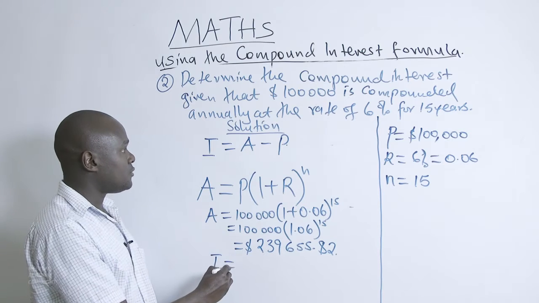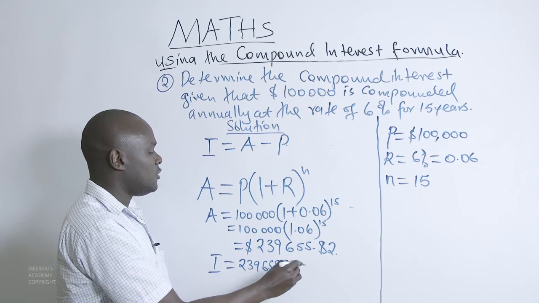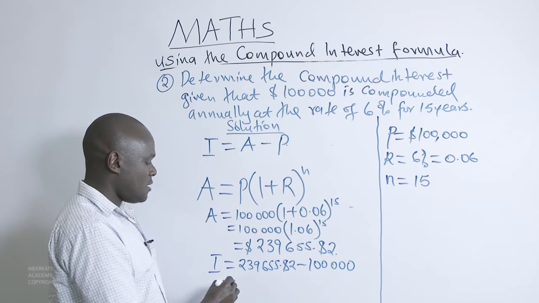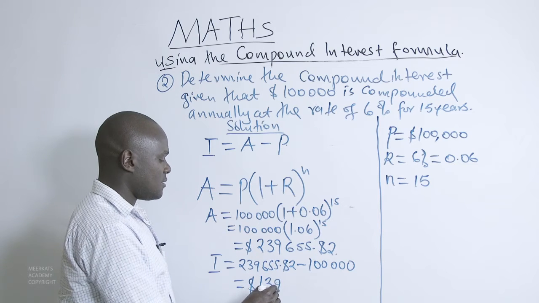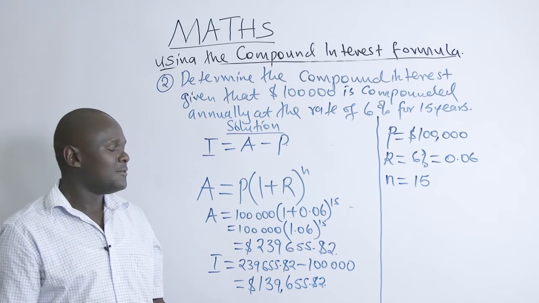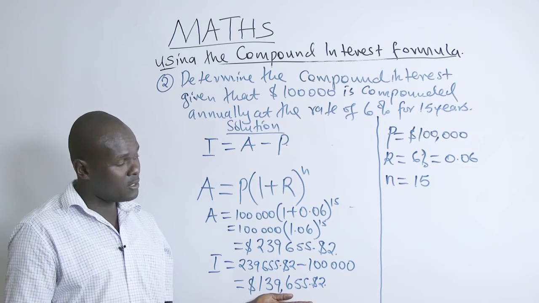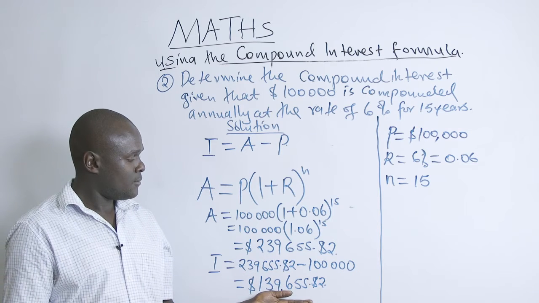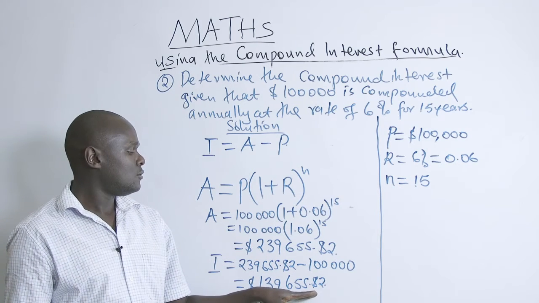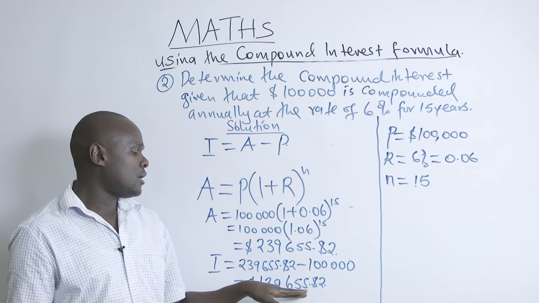Now, our interest will be equal to the amount we have, 239,655.82. Do we have the principal? Yes, the principal we were provided with. The principal is $100,000, and this will give us $139,655.82. This is a very big interest to be accrued when you look at it. In fact, it is more than the principal amount that was invested. The reason is the number of periods. It takes 15 years for one to accrue such a colossal compound interest.